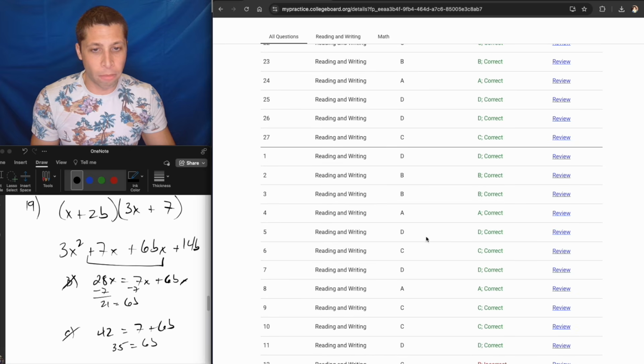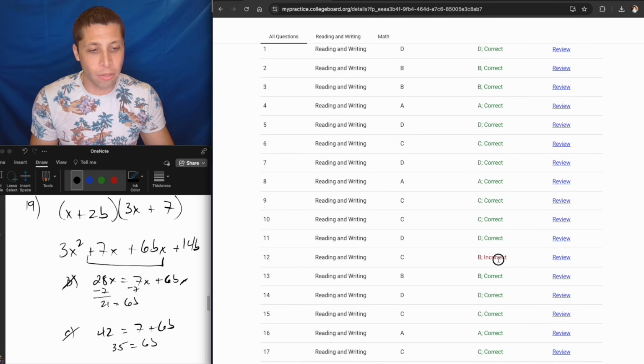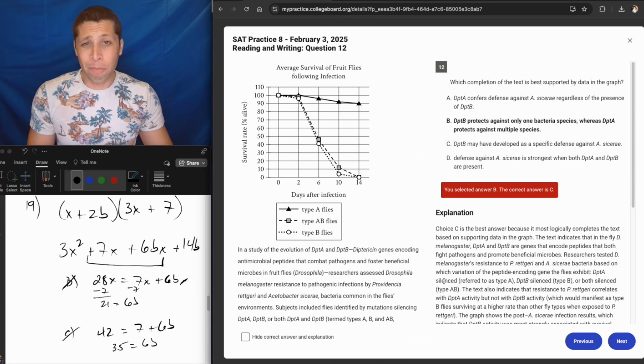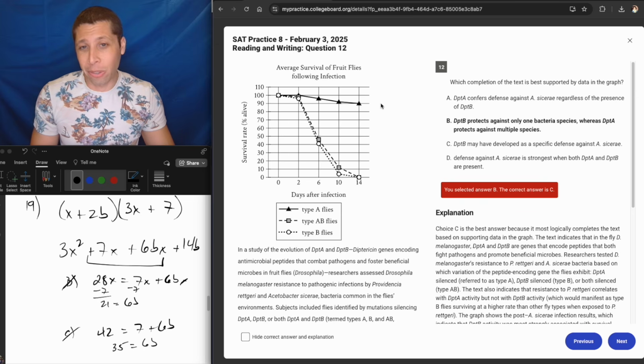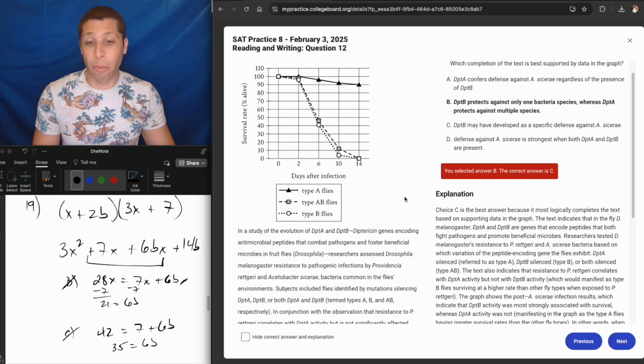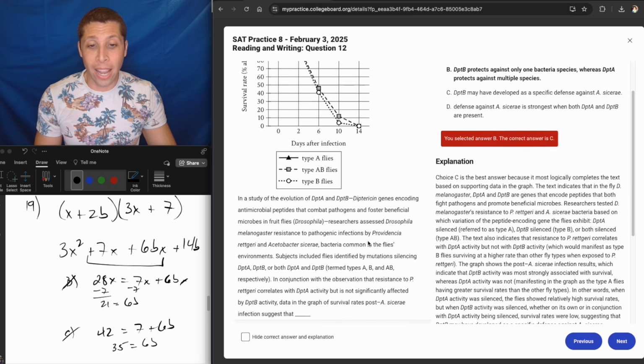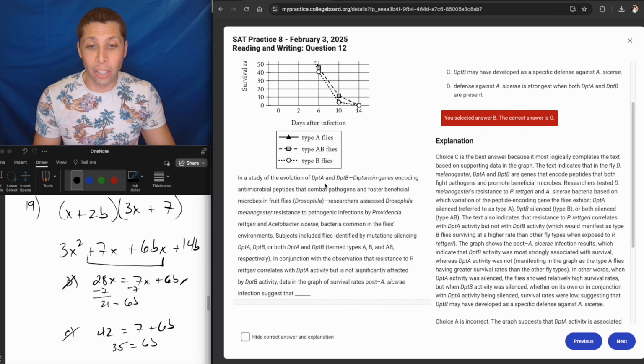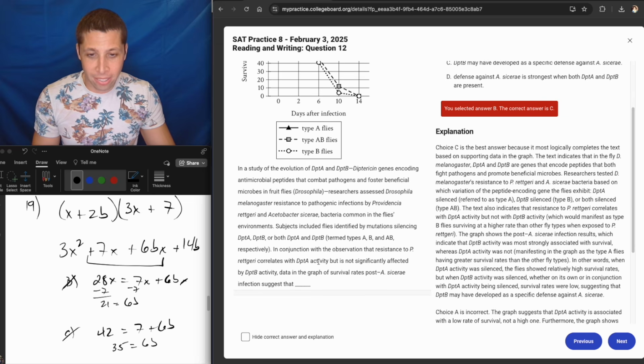And of course, it's in the hard reading module. It's where I always make some sort of mistake because of time. And you probably could have seen this coming as I was taking the test. It was this guy about the flies. I just didn't understand what was going on at all. My brain was fried, and the idea that I had to learn DPTA, DPTB, Drosophila, Providencia rettgeri, Acetobacter sicerae. What is this?